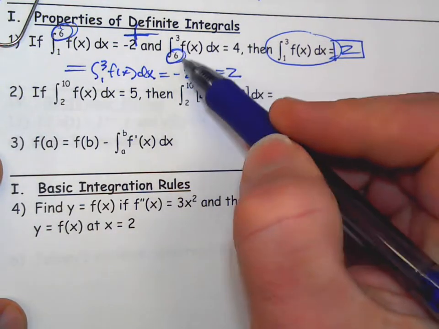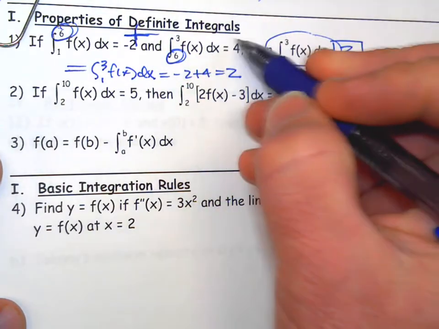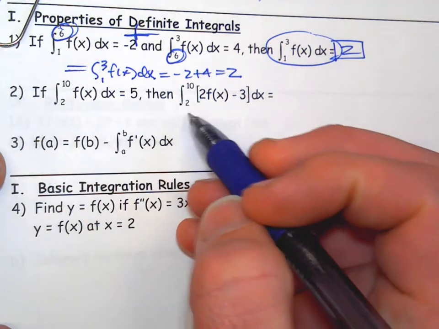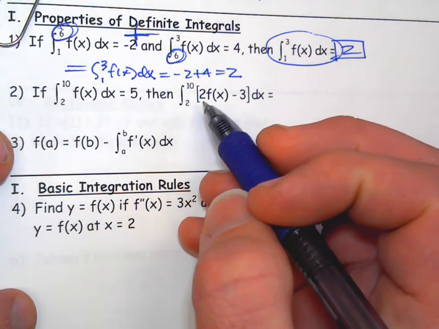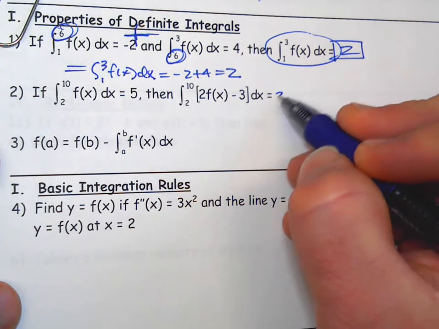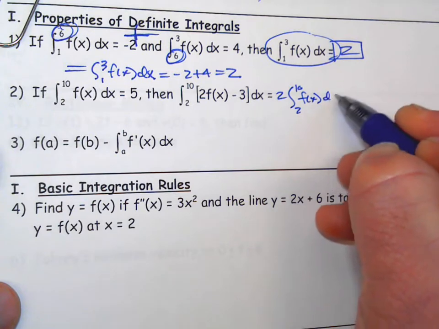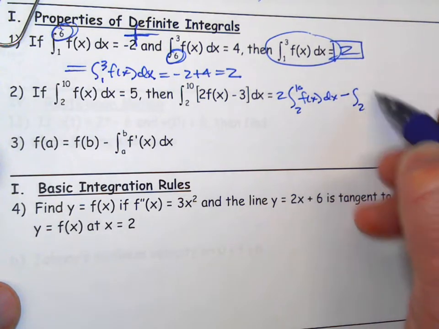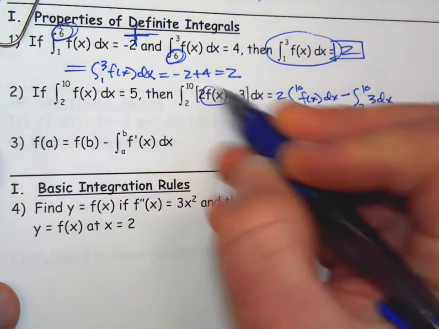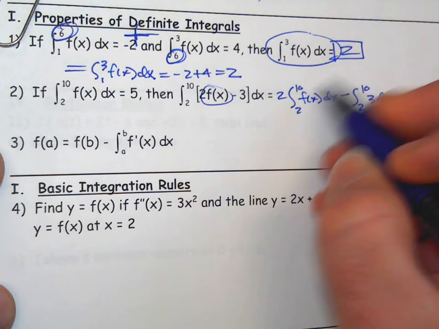If it was upside down, then I would change the sign, right? If one of these didn't match up, the bottom to the top, I'd flip one and change the value of it to negative so that a top and a bottom matched up. So like this next one, I would rewrite it and say, okay, well, this is the same thing as 2 times the integral from 2 to 10 of f of x dx minus the integral from 2 to 10 of 3 dx. Now, the 2 doesn't get the 3. The 2 is only multiplying the f of x, okay? But you do have to integrate this 3.